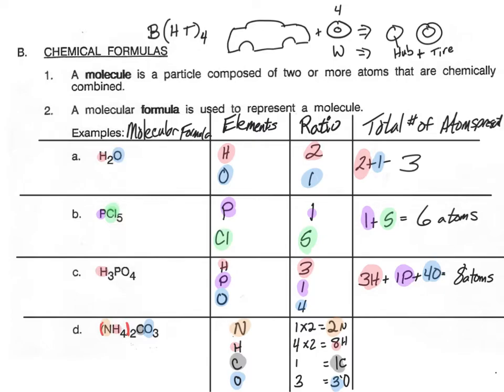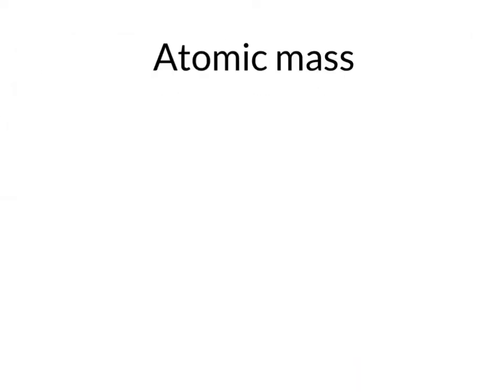Now to count the total number of atoms present in this compound D, we're going to see that there are 2 nitrogens, 8 hydrogens, 1 carbon, 3 oxygen, for a total of 14 atoms. Next, let's look at some calculations we can do with those formulas.